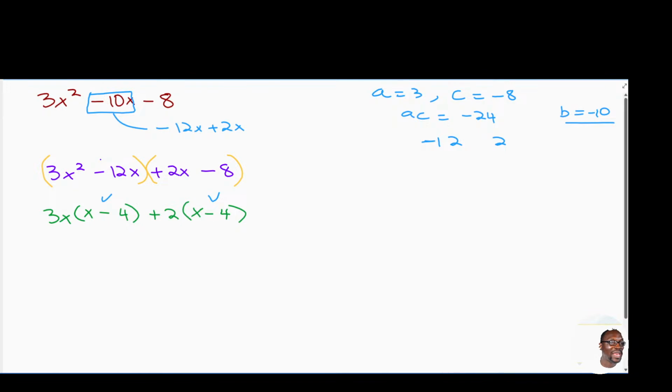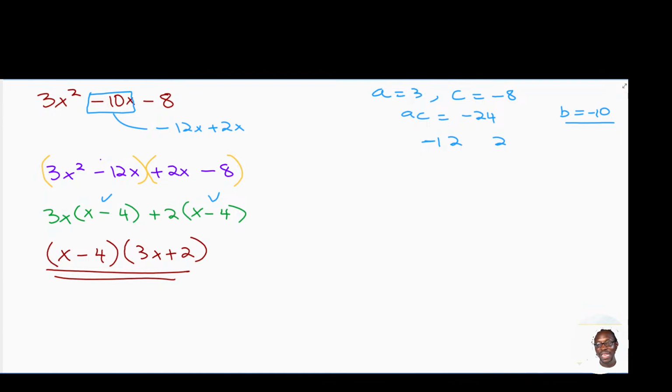So now let's go ahead and extract our factors. So let's start with the greatest common factor, which is x minus 4. And then we're going to combine the other factors, which is going to be 3x and 2. So this is going to be the factors of this quadratic expression. Now there's another method that some teachers use. I like it because it can be quick. So let me show you that method using this expression.